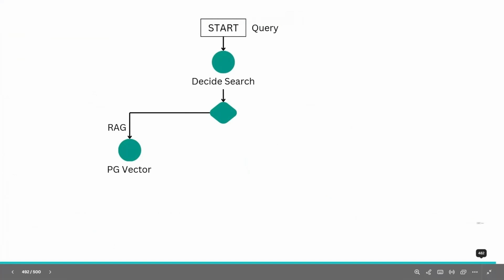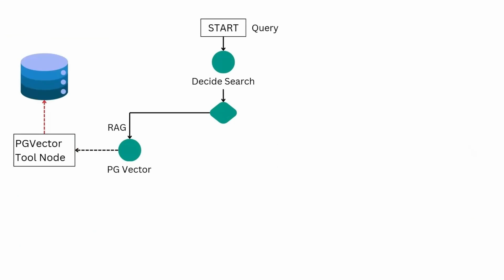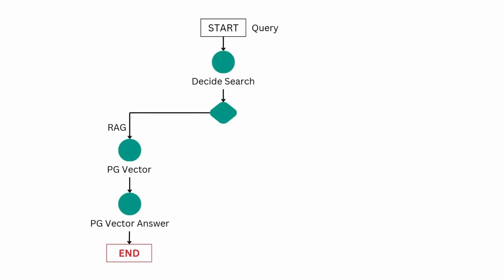The graph will route the request to the PGVector node. Internally, the PGVector node calls the PGVector tool node, which in turn communicates with the PGVector database to fetch relevant information. Once the data is retrieved, a tool node in LangGraph is a special helper that the graph can call to do tasks an AI cannot do on its own, like fetching data, running code, or accessing a database. It takes input from the task and gives back the result so other nodes can use it. Now the PGVector answer node processes it and returns the final response to the end user.